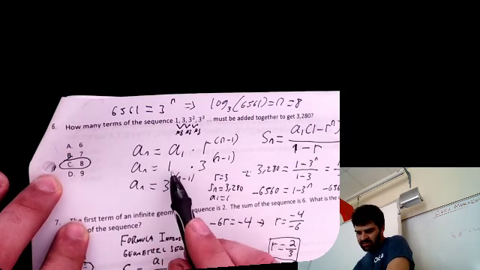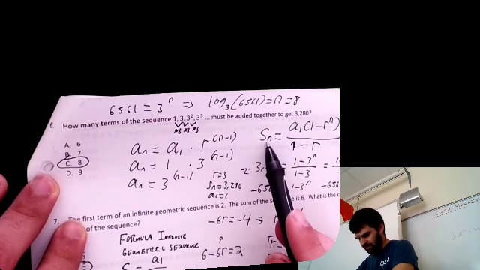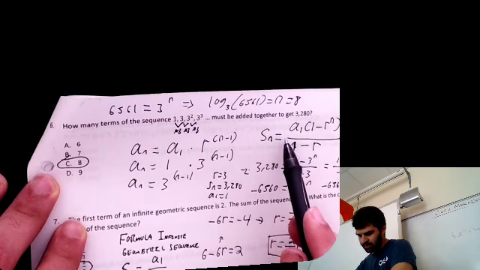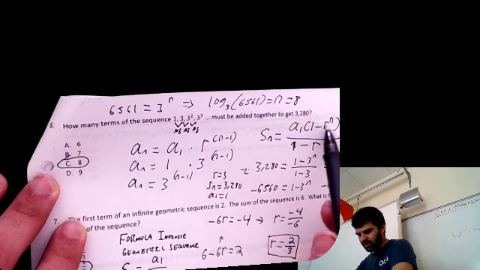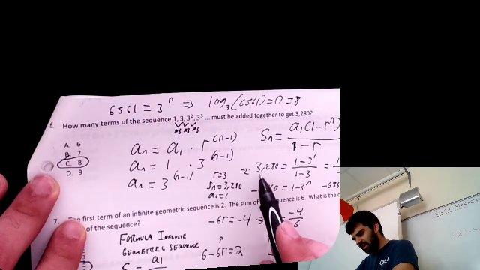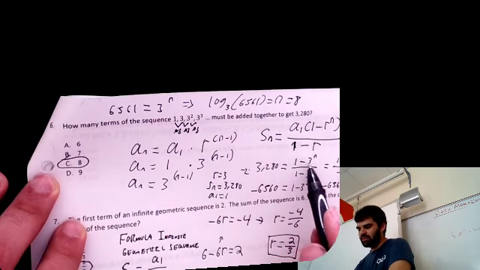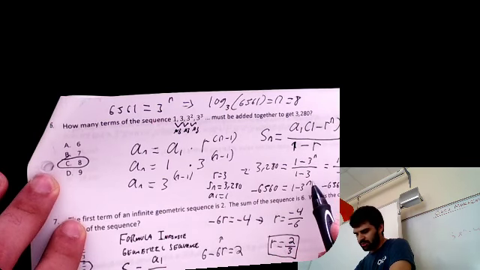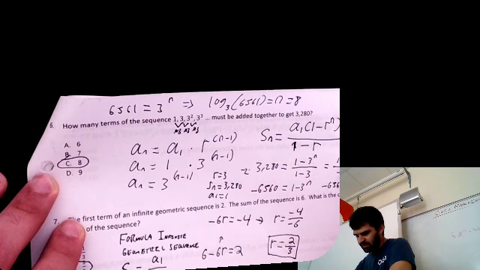So that's applying it, but we really need to find the series. So we need to find S_n. S_n is equal to a_1 times 1 minus r to the n over 1 minus r. 3,280 is equal to 1 minus 3 to the n over 1 minus 3. That's equal to 1 minus 3 to the n over negative 2. We multiply each side by negative 2.